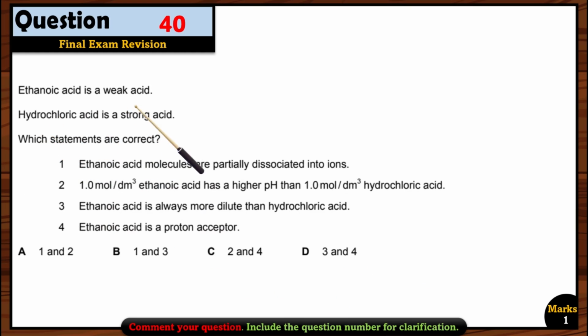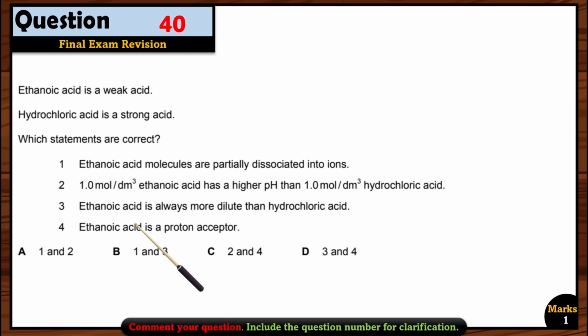Question 40. Ethanoic acid is a weak acid. Hydrochloric acid is a strong acid. Which statements are correct? Let's see one by one. Ethanoic acid molecules are partially dissociated into ions. Yes, that's right, because it's weak. 1 mole dm cube of ethanoic acid has a higher pH than 1 mole dm cube of hydrochloric acid. Yes, that's also right. The stronger the acid, the lower the pH. So because ethanoic acid is weak, its pH will be higher than HCl.